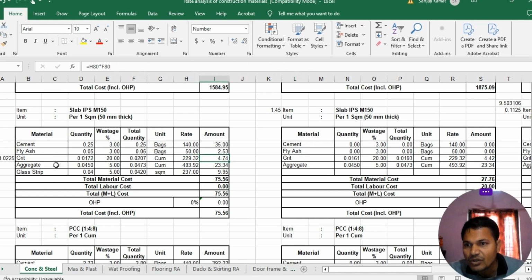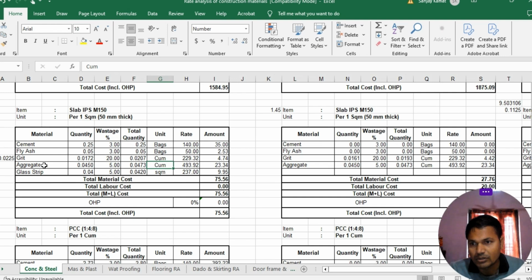No need to worry. Okay, so coming to aggregate. Coming to aggregate, the quantity is how much? The quantity we have to take is 0.0450 only, and the wastage percentage we have to take is how much? 5% only. And then the total quantity we have to take is how much? 0.0473 only.